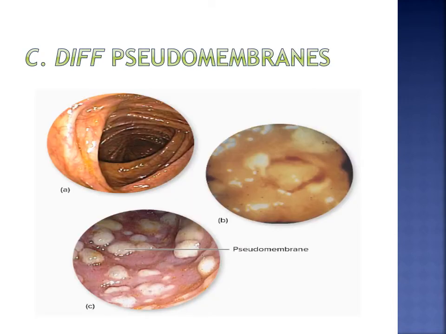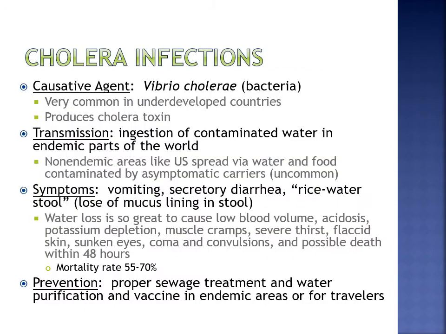So this is showing those pseudomembranes. In A, we have what a healthy colon is supposed to look like, and then you see in B and especially C there, these huge pseudomembranes where basically that's the wall of the intestine kind of dead, has no blood flow left to it, and those start falling off in chunks in the intestines and the colon, making that wall really thin. Next, we have cholera infections.